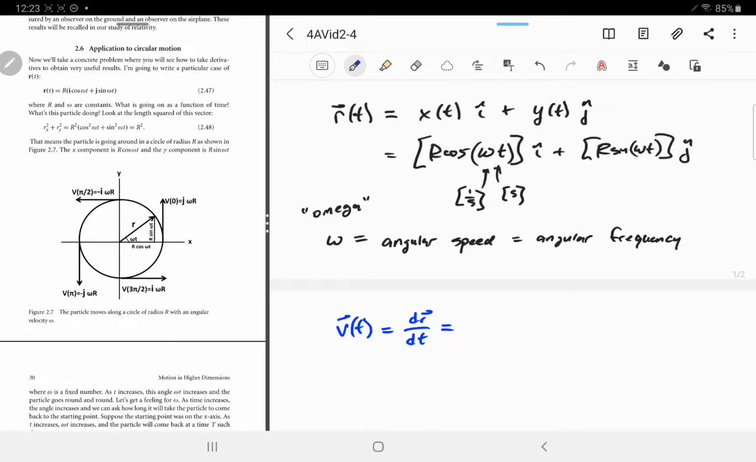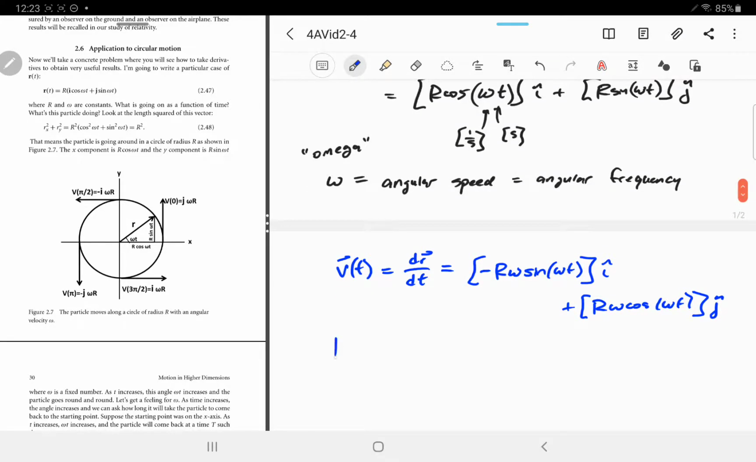And remember, in a Cartesian coordinate system, this is easy. You just take the derivative of each piece separately. So this involves using the chain rule. r is a constant. We're going to take the derivative of cosine, which is minus sine. So it's going to be minus r sine omega t, but then because of the chain rule, we also have to take the derivative of the inside with respect to time, which is omega. So this is minus r omega sine omega t i hat plus r omega cosine omega t j hat.